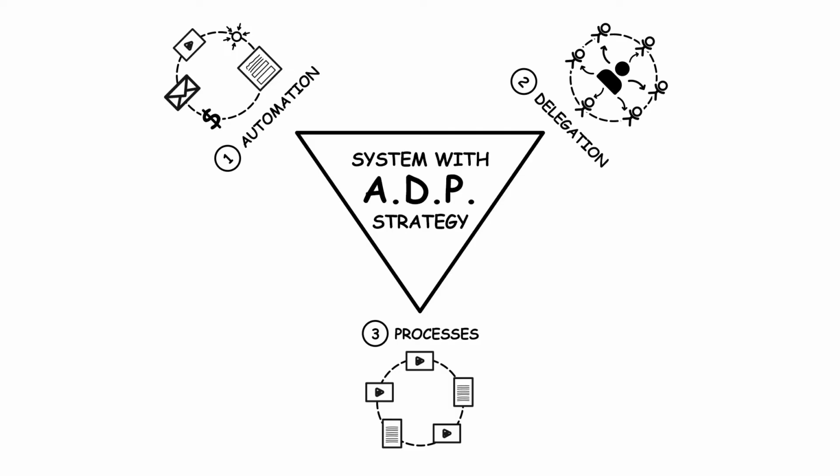First, the right marketing automation strategy to get the follow-ups done without your day-to-day involvement is the A.D.P strategy. In a nutshell, automate as much as possible, delegate what's not possible to automate, and the most important part is processes, clear guides on what needs to be done by the automations or your team, how and when.